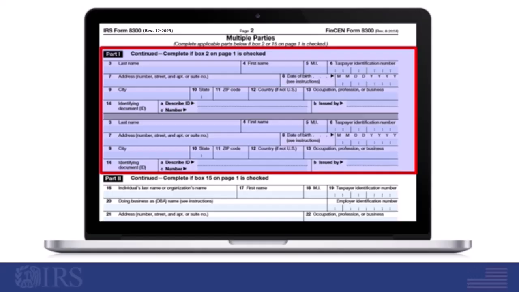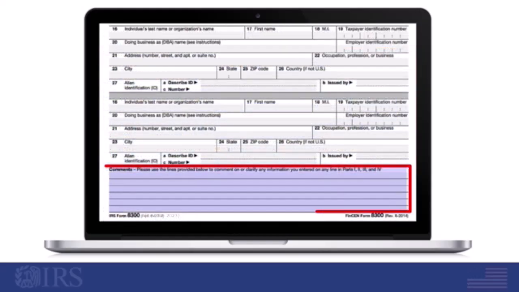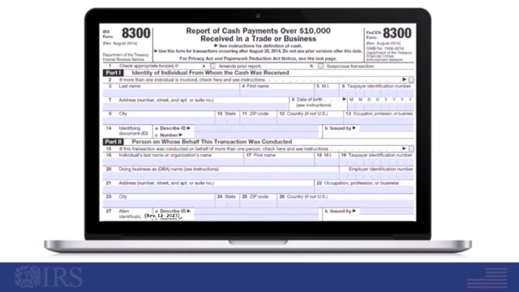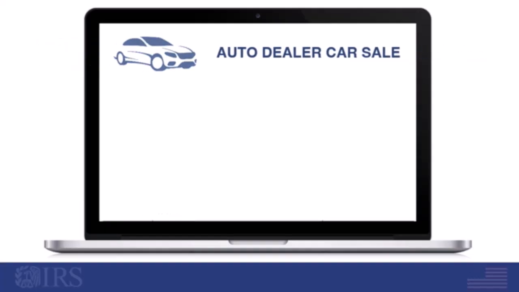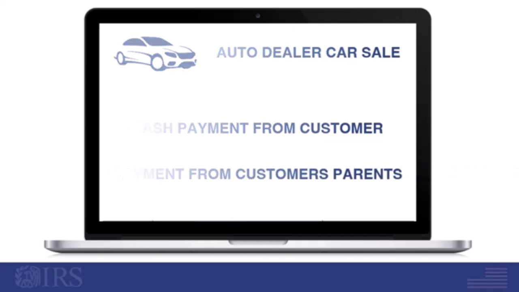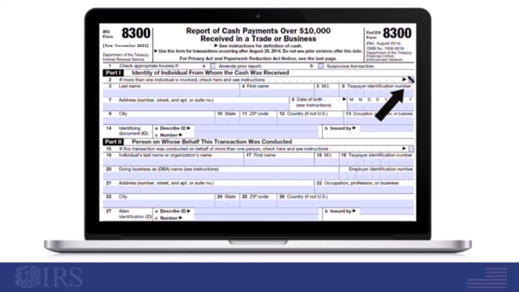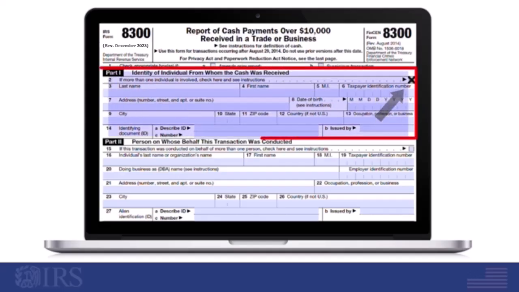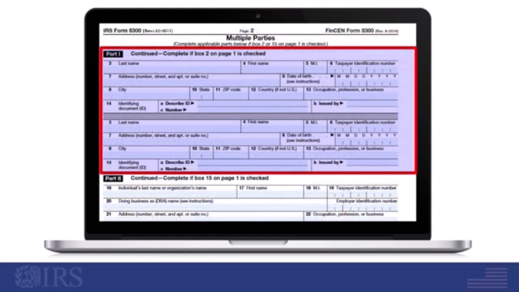If more than 3 individuals are involved, provide the same information in the comments section on page 2 of the form. For example, if an automobile dealership sells a car to a customer and receives cash payments from the customer's parents, the dealership would check the box for item 2. Include information for one of the individuals in Part 1 on page 1, and include information for 2 of the other individuals in Part 1 on page 2.